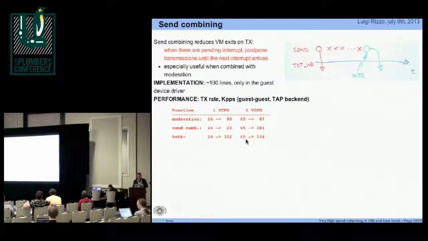Anyways, this is a modification that we did in the guest. It's only on the guest. You don't need to do anything on the hypervisor.